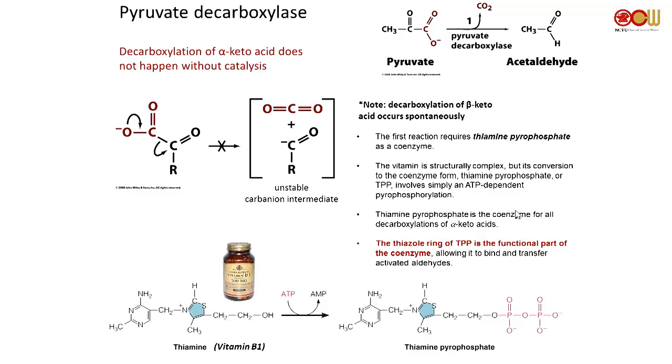Pyruvate decarboxylase is a very interesting reaction. I do have the mechanism. What pyruvate decarboxylase does is a decarboxylation of an alpha keto acid. This is something that I want you guys to definitely remember: the difference between alpha keto acid and beta keto acid.